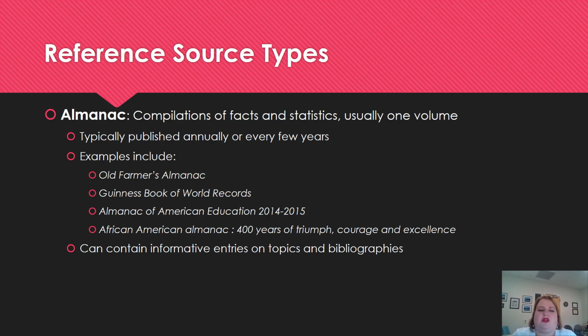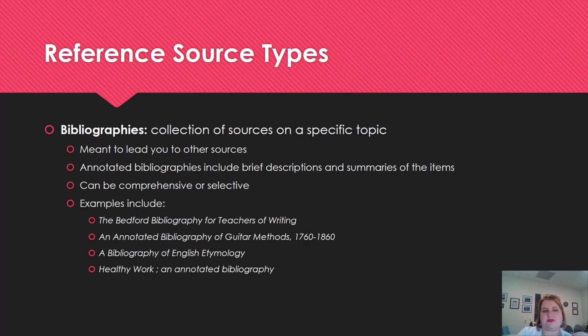Some other ones we have in our collection are the Almanac of American Education from 2014 to 2015, and the African American Almanac for the past 400 years. So they're giving you statistics about African American history and things like that. These types of resources can contain informative entries on topics as well as bibliography. So they're giving you the basic info as well as a little bit of information about what it's about.